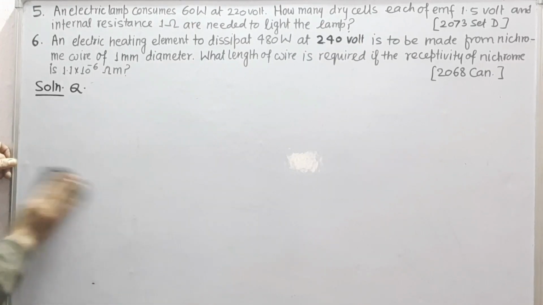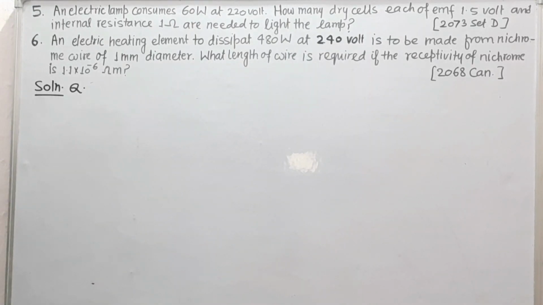Next, question number 6. The question is, an electric heating element to dissipate 480 watt at 220 volt is to be made from nichrome wire of diameter 1 millimeter. What length of wire is required if the resistivity of nichrome wire is this much?